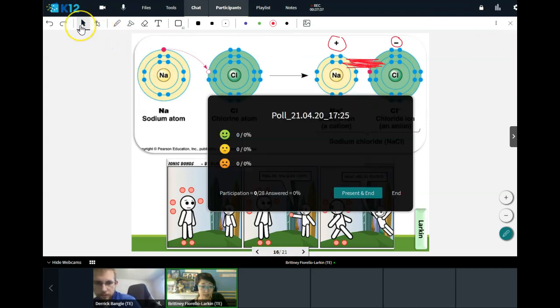Please give me smiley, medium, sad face if that's beginning to make sense, if you understand that. By exchanging the electrons, one becomes positive, one becomes negative. That is an ionic bond. You have ions, that is an ionic bond.